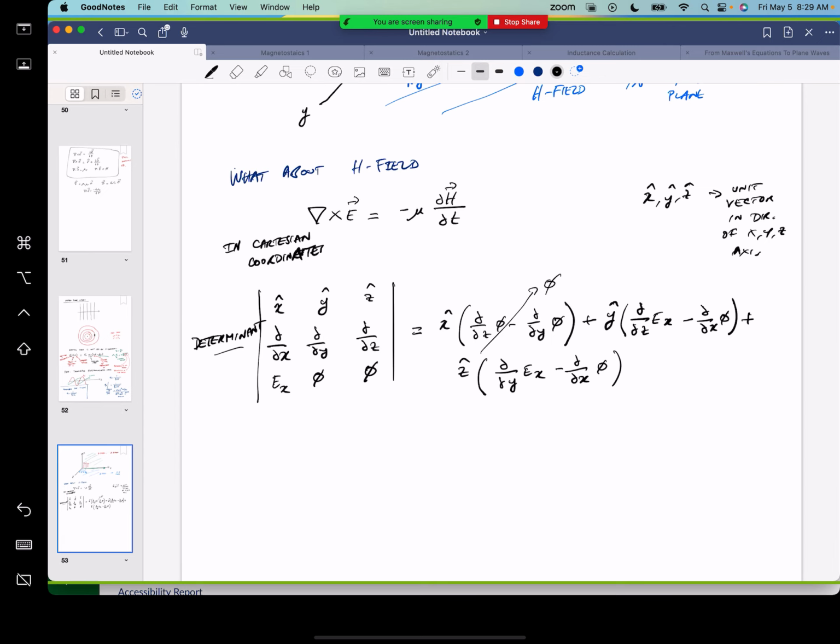Fortunately, because we defined E as only having an x component, there are no components of E in the z or y directions, so the x term goes to zero. The d by dy of Ex term also goes to zero, because Ex doesn't have any y dependence. So this is zero, and this is zero. You just end up with y hat times dEx over dz. Okay, so this is the curl of E.